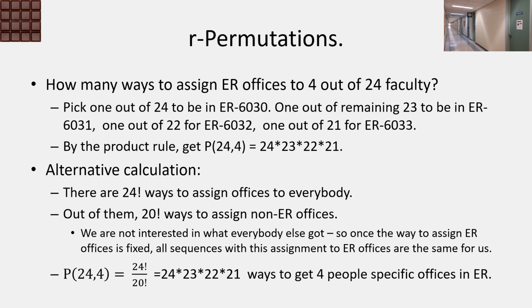And the number of ways to assign offices to some 4 people, to select 4 people out of 24 and assign them to offices in earth science, is the number of all possible ways to assign offices to everybody divided by the number of ways to assign offices in engineering, because for this particular question, we really don't care who gets which office at the engineering building. We only care who gets which office at the earth science.